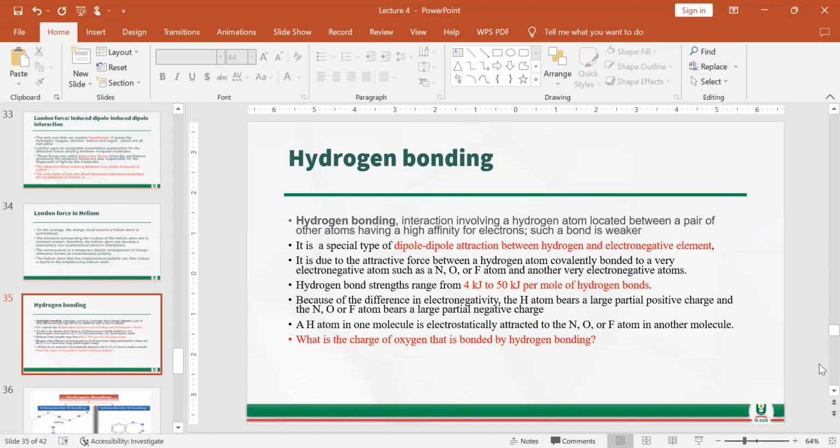So above that, hydrogen is not hydrogen bonded. The hydrogen bond has been destroyed. So its strength is between 4 and 50 kilojoules. So above that, it is destroyed.